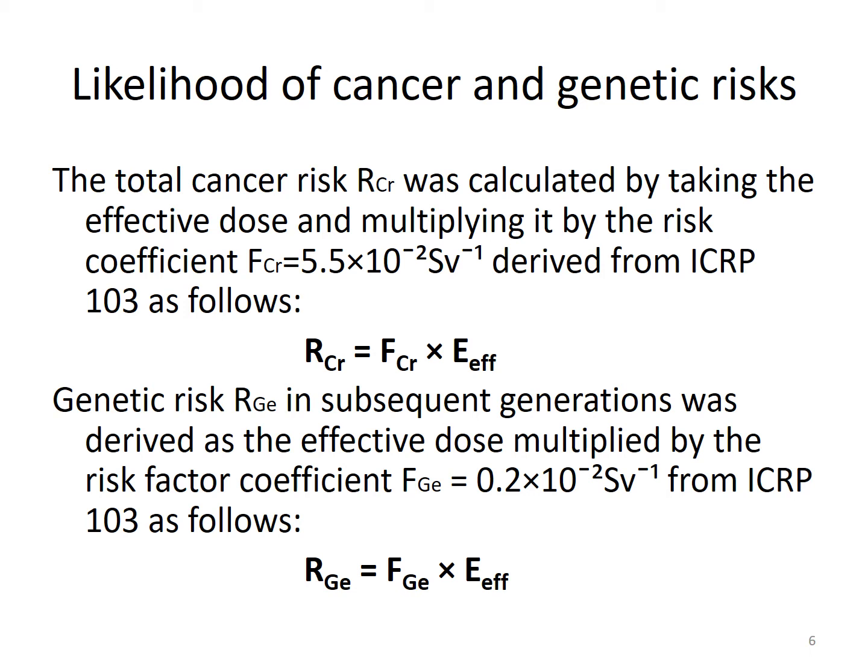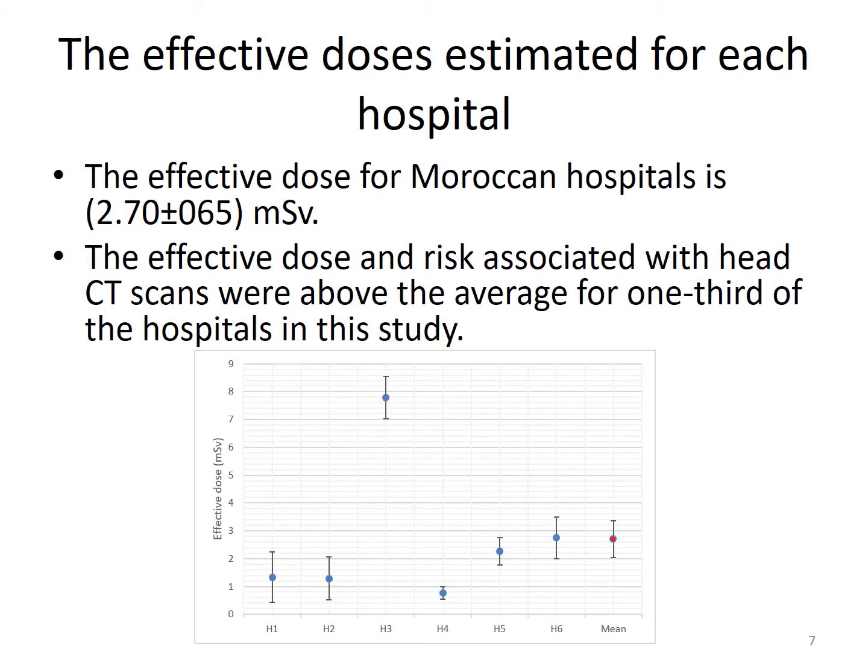The genetic risk in subsequent generations was derived as the effective dose multiplied by the risk factor coefficient, which is shown in this slide. So, the effective dose for Moroccan hospitals is 2.7 millisieverts. The effective dose and risk associated with head CT scans were above the average for 1/3 of the hospitals in this study, as shown in this figure.